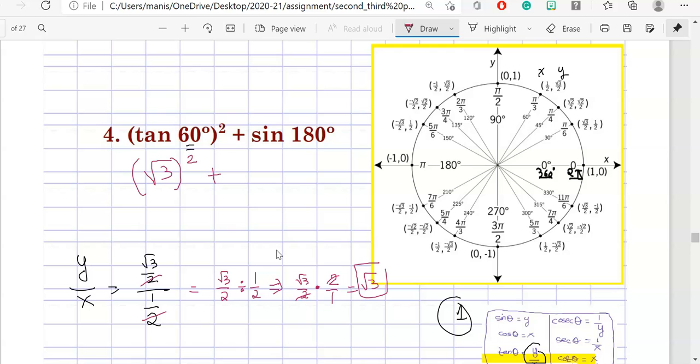Now sine of 180 degrees. First of all, what is your sine? Sine is my y. So I will go to 180 degrees and look for the value of y. This is my 180 degrees. This is my x. That's my y. What is the value of y? 0. So this is cancelled out. This is your 3 plus 0, which gives my answer, what? 3. So this is the answer for this problem.